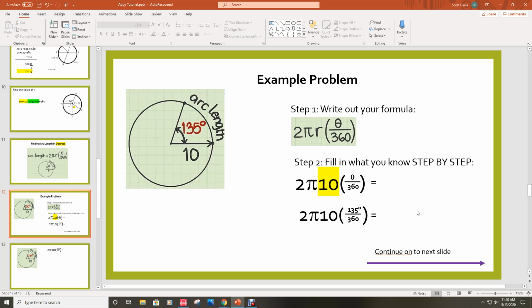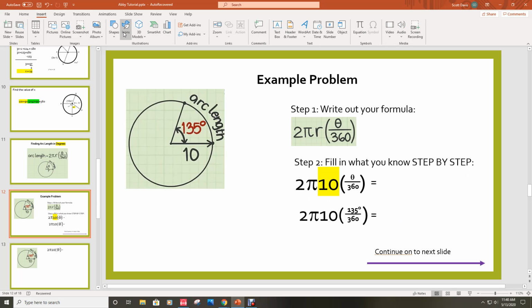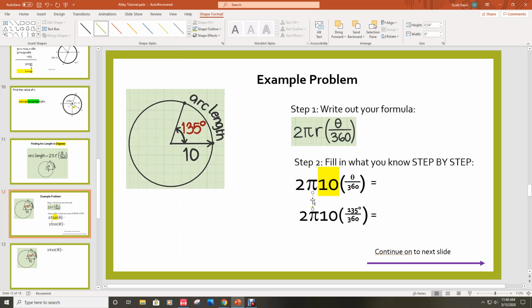Then I wrote it again. I carried down all this information that I already wrote down from my formula and have now plugged in, this 2 pi r and my 10. So I carried those two things down.